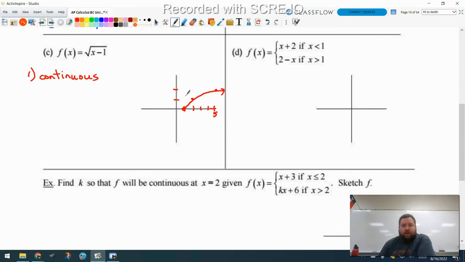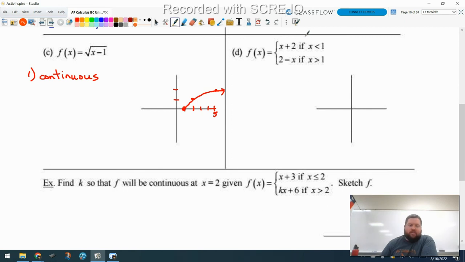Now, it's not defined for all real numbers, so it's not continuous over here, but we don't really worry about that with continuity. Continuity is always assumed to be on the interval where the function is defined, which is from 1 to infinity, and it is continuous from 1 to infinity. So that's it for that one. All right, let's check this one.